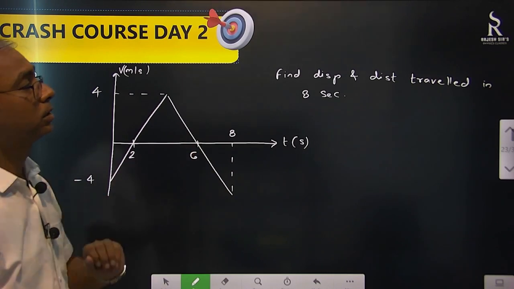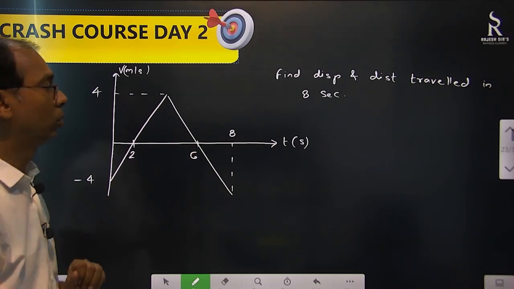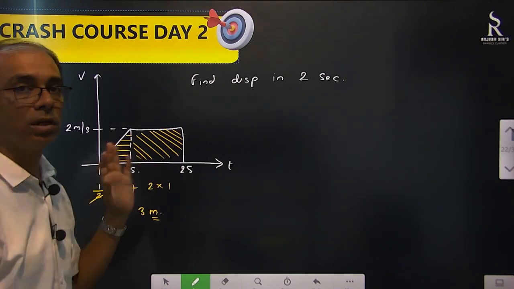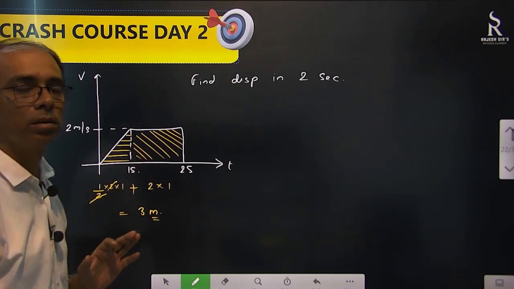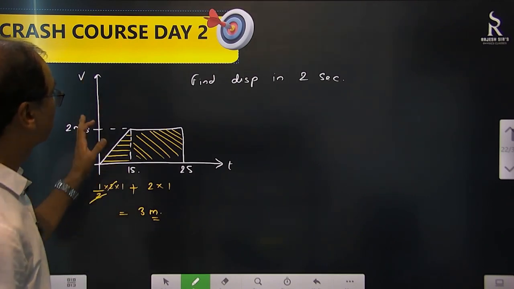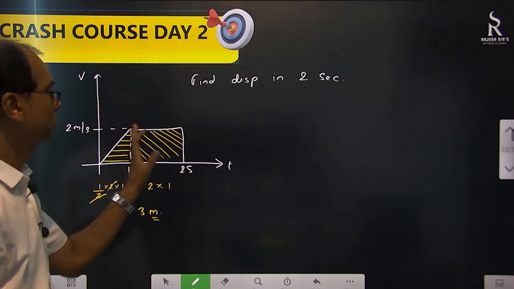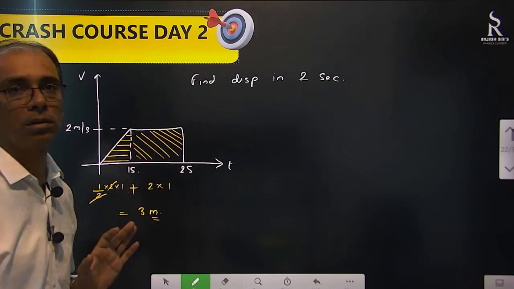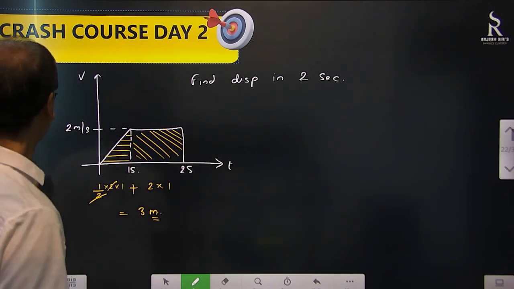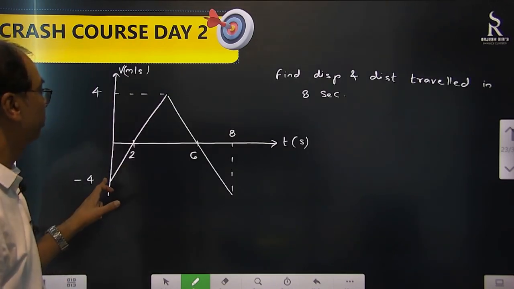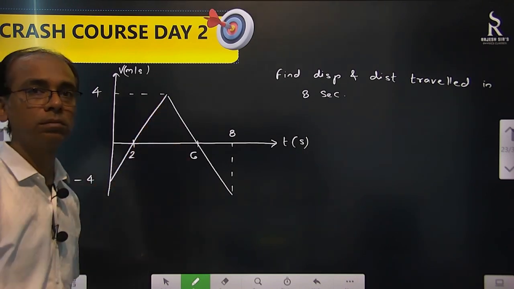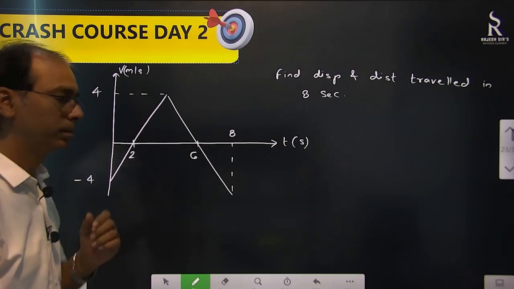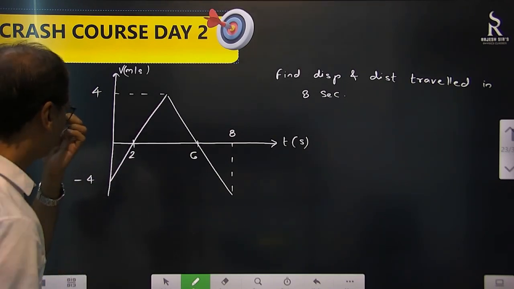Find displacement and distance traveled in 8 seconds. Oh, in the previous question, distance and displacement both are equal. Why? Why in this one? Because velocity, you can see, is in one direction only, it's positive. So it's moving in one direction. Velocity is not changing. Okay? But in this case, velocity is changing. Here it is negative, positive, again negative. So distance and displacement will not be equal. Right? Okay. But what we have to do? We have to find area only, nothing else.